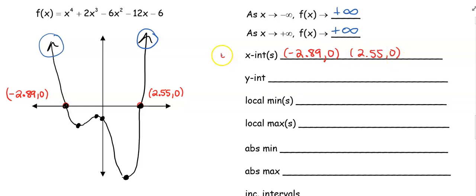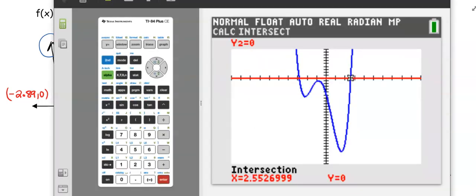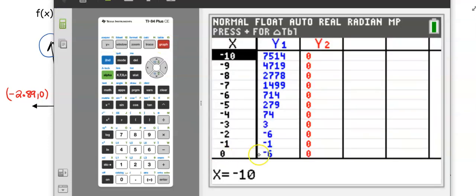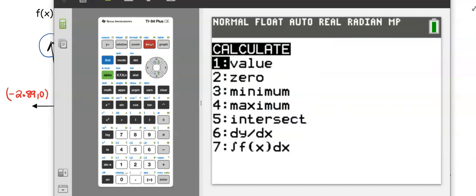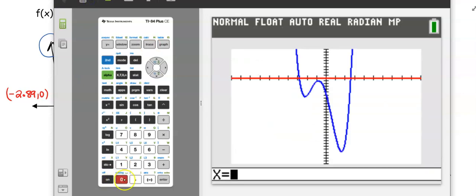Now remember, the x-intercept is when the y value is 0. Your y-intercept is when the x value is equal to 0. We can do that on our calculator by going to our table and finding when our x is 0, which happens to be right down here. We can also go to second trace and calculate number 1, the value when x is 0.